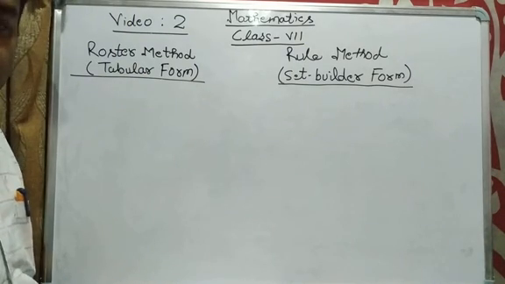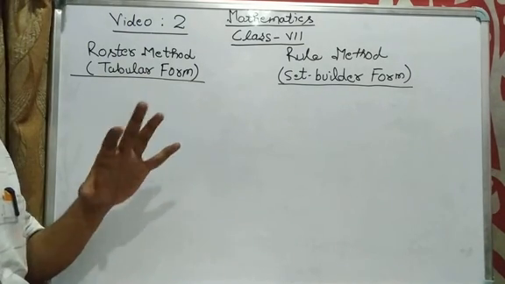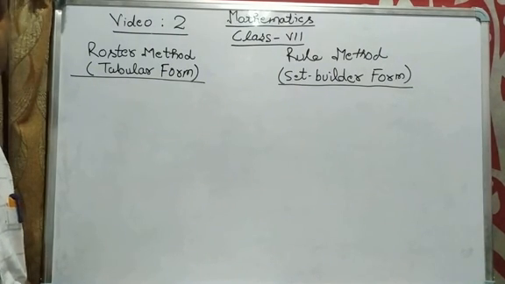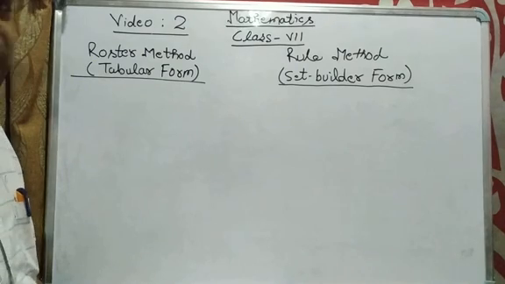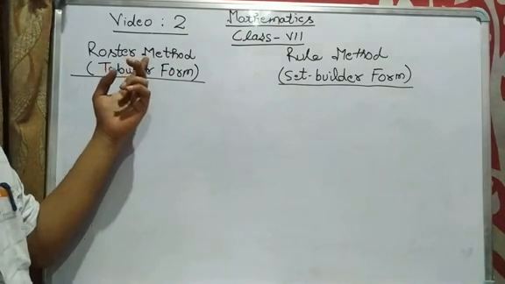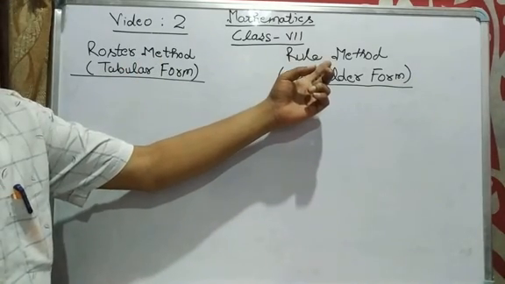Today we are here to proceed further with the different types of notations of the sets, how to represent the set elements. Mainly there are two methods. You can see on the board. The first one is the roster method. Another one is the rule method.